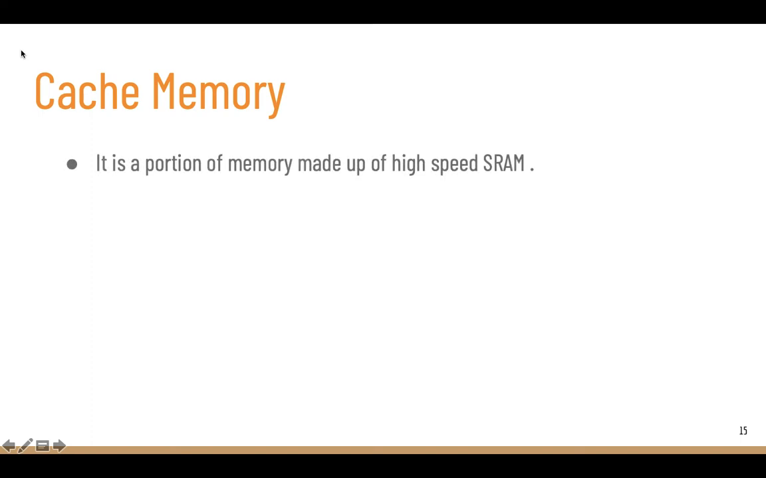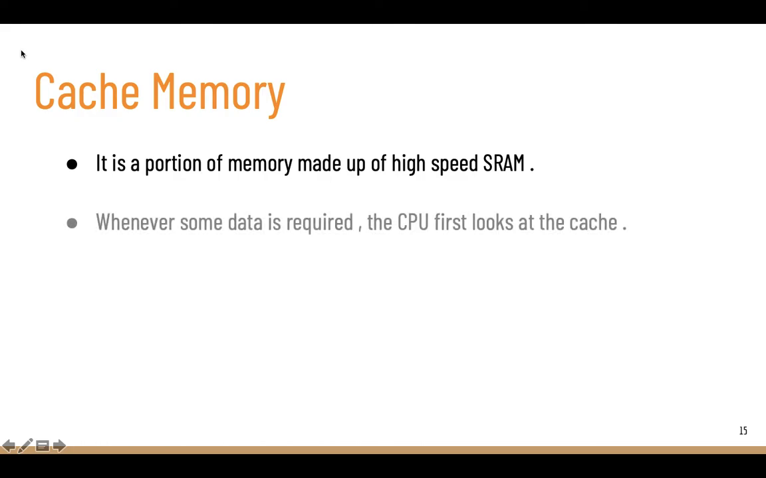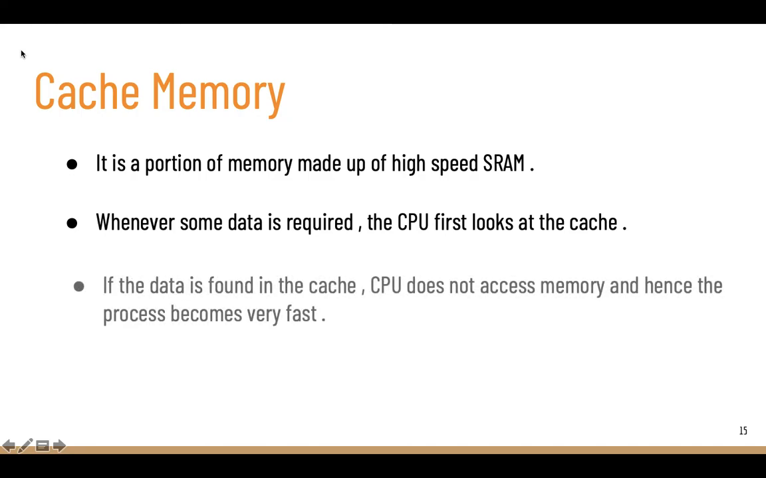Now, how does a cache memory work? Let us see in brief. It is a portion of memory made up of high-speed SRAM. Now, cache memory is made using high-speed SRAM, that is static RAM. Whenever some data is required, the CPU first looks at the cache. Now, instead of looking in the secondary memory or in the dynamic RAM, at first the CPU looks at the cache memory whenever some data is required.